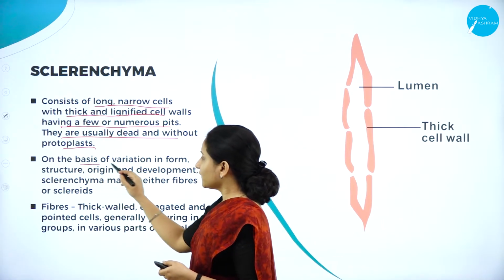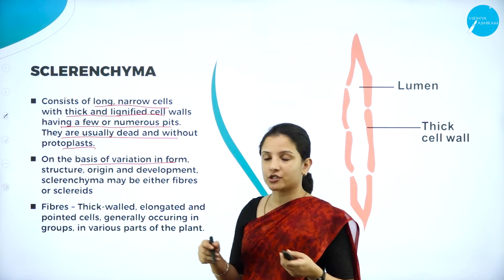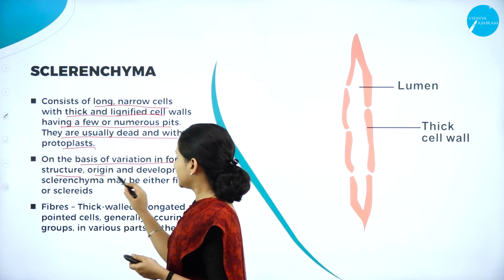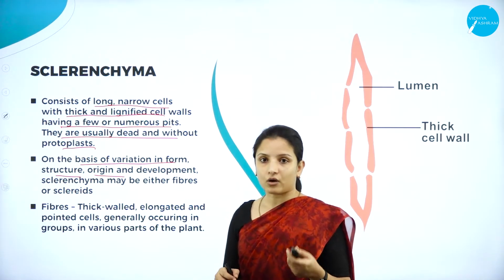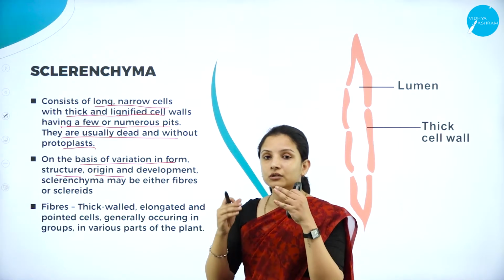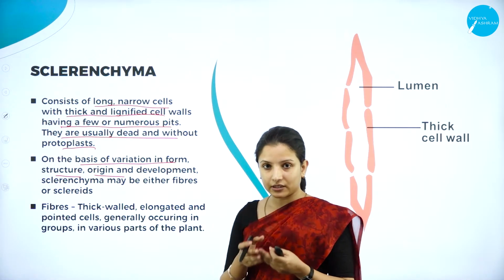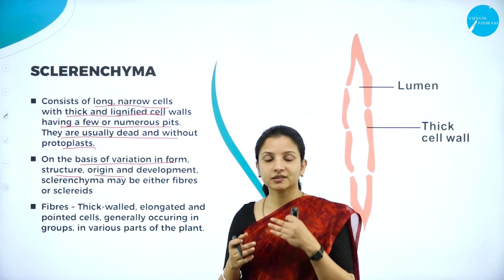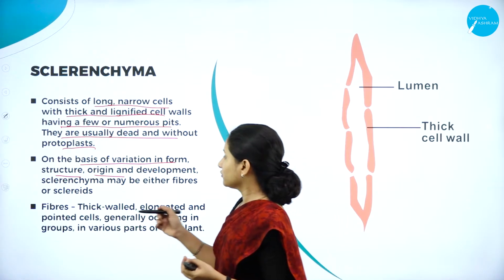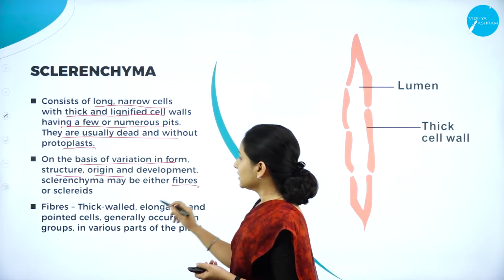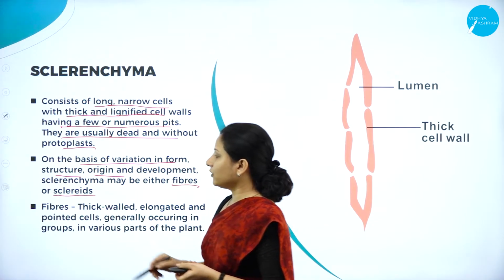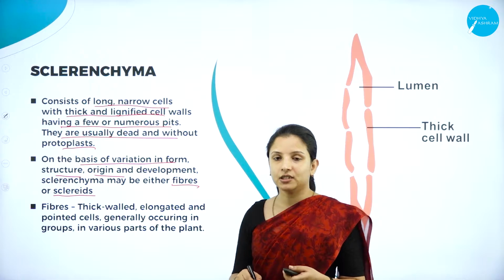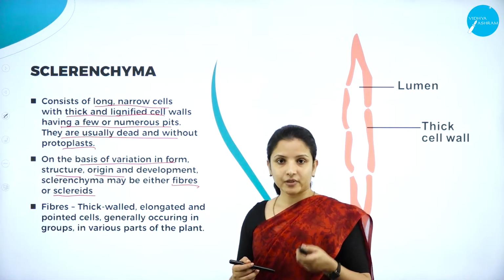On the basis of different forms of structure, or origin and development, the sclerenchyma are usually of two types. Depending on how the sclerenchyma looks and how they are formed, from what kind of cells they are formed, they are of two types, that is, fibers or sclerites. So first we shall see how sclerenchyma fibers look.